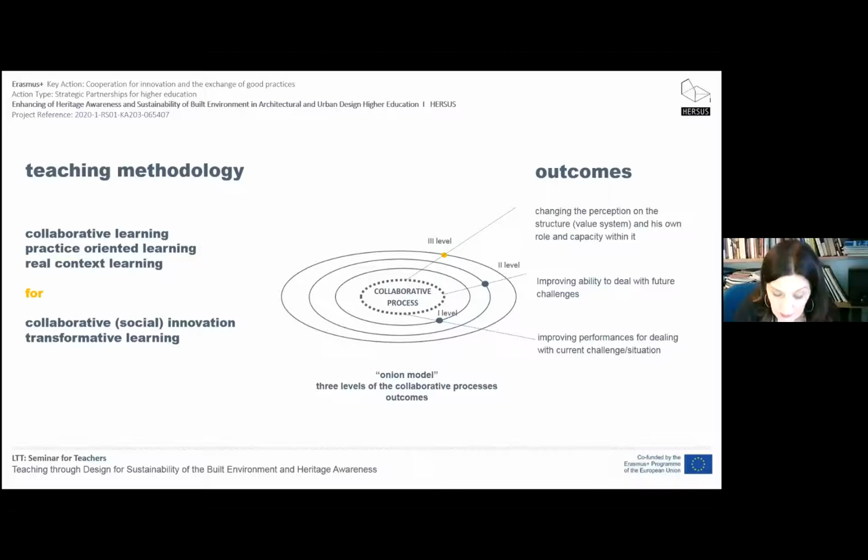On the third level, we expect changing the perception of the structure, meaning the value system, and one's own role and capacity within it. It means being able to create partnerships, starting new projects, taking a more proactive role in one's own or community goals achievement.